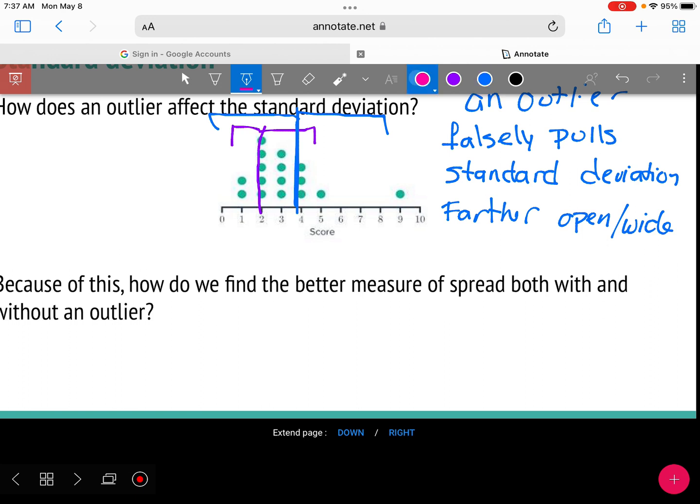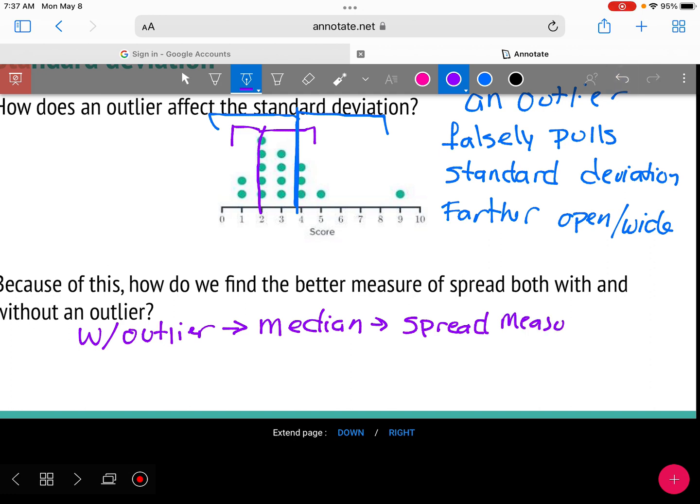So if we have an outlier, we're using our median. Remember, with an outlier, we're going to use the median. To measure spread, we're going to use our box and whisker plot. So spread is going to be measured with the IQR, that interquartile range. We calculated that on Friday.